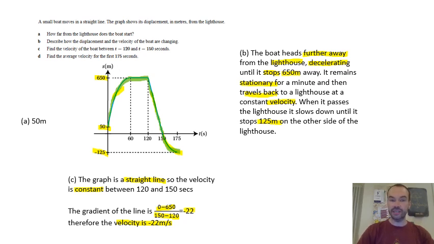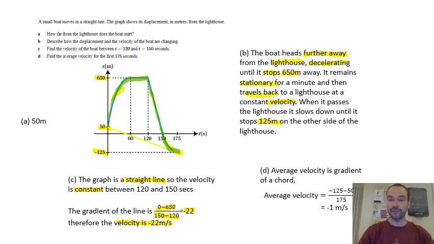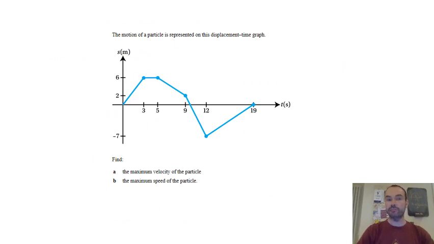The average velocity, remember, is the change in displacement divided by time. The average velocity is the gradient of a chord. Put the chord in between 0 seconds and 175 seconds. The gradient of that line is minus 1 meters per second. Okay? The average velocity is the gradient of a chord, like we said on the previous page. Right, the next example. Have a read of that example.